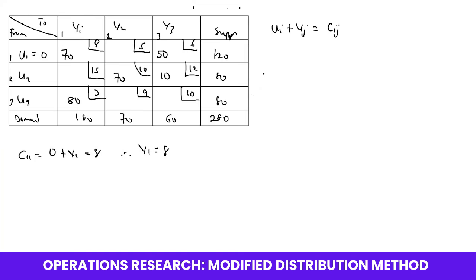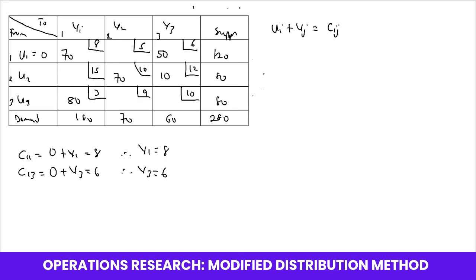Then move to the next allocated cell in this row. That's here, C13. So you know U1 to be 0, and then we don't know our V3. That's equal to 6. So therefore V3 is equal to 6.